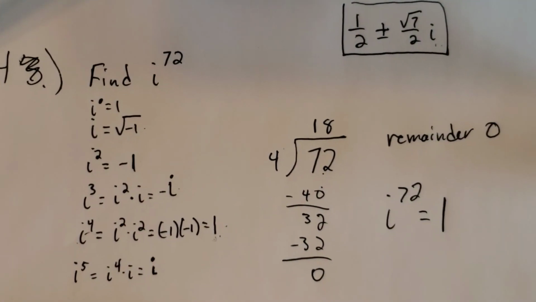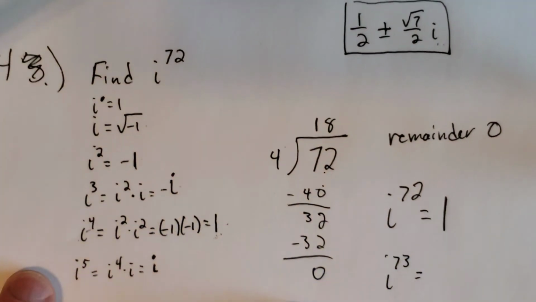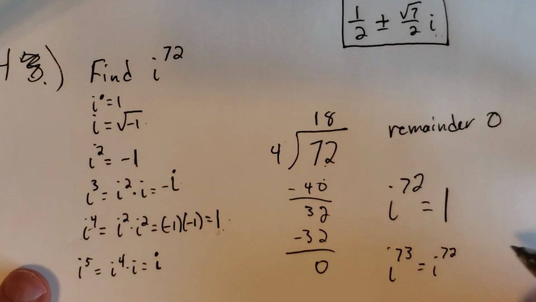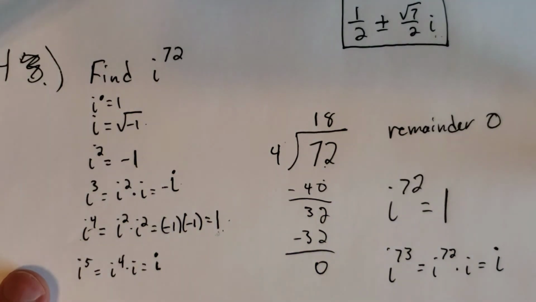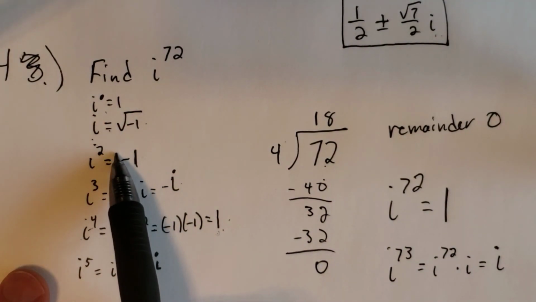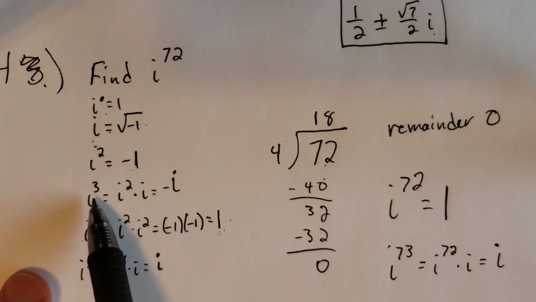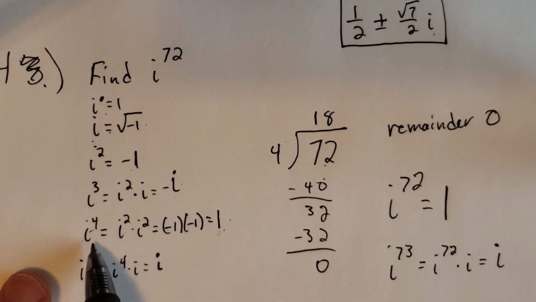To continue along with this idea, if I had asked for what i to the 73rd was, what would that be? Well, this would be i to the 72nd, which we just said was 1, times i, so we would just get i. So again, we just rotate through this list. i to the 74th would have been i squared, which is negative 1. i to the 75th would have been i cubed, which is negative i. And i to the 76th would be the same as i to the 0, which is 1.